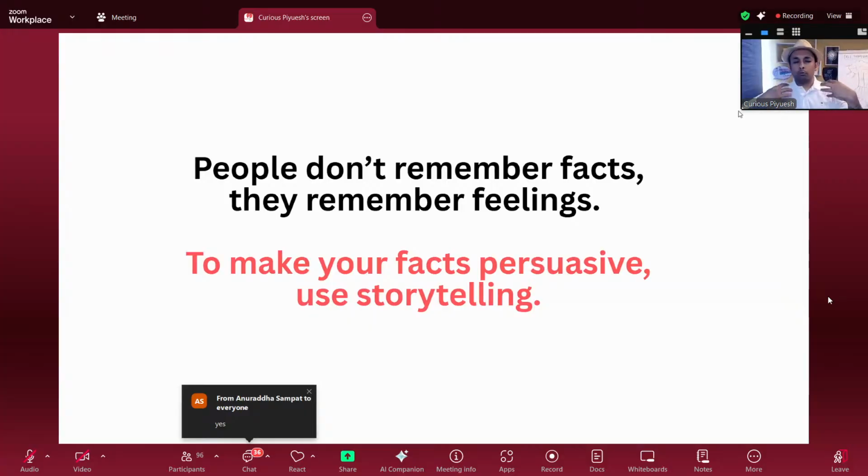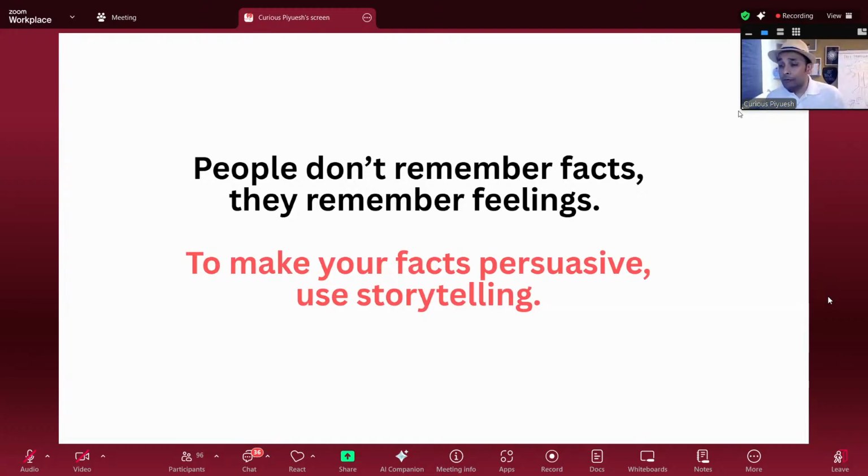and why I'm focusing today on storytelling and why I'm so interested in changing you, because people don't remember facts, they remember feelings. The sooner you realize this, trust me, the better and more successful you will be, especially in your corporate life. Because in corporates, as you rise up the ladder, you are no more a fact person, you are becoming a change leader.